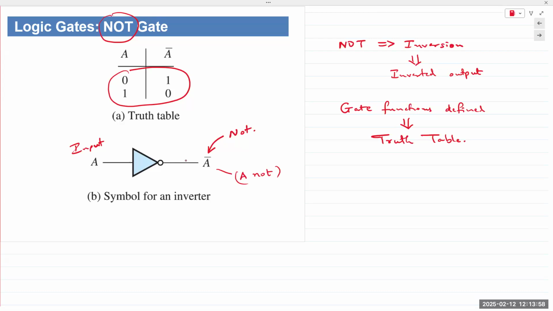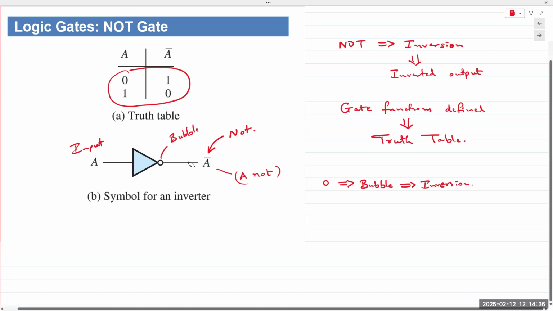The symbol for this inverter is like a diode. It's an arrowhead, a triangle with a bubble, and this bubble indicates inversion. So anytime you see a bubble on a gate or a logic circuit, it simply means opposite or inverted.